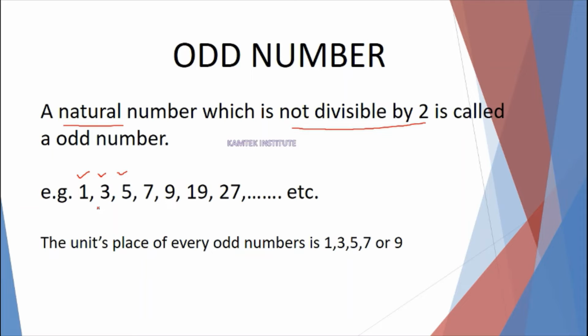And one point to remember, that units place of every odd number is 1 or 3 or 5, 7 or 9. इनके यूनिट प्लेस में ये नंबर्स जरूर होंगे, and that is how we identify that they are odd numbers, either 1 or 3 or 5 or 7 or 9.